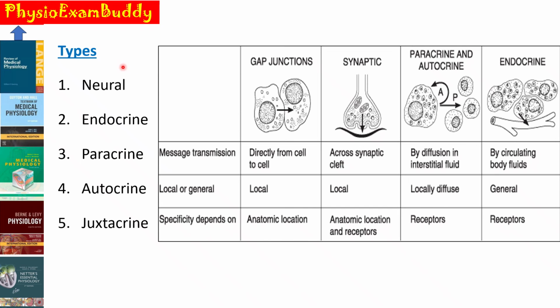And there are different types by which the cells communicate with one another. That is, these are the 5 types of intercellular communications. First is neural communication. Second is endocrine communication. Third is paracrine communication. Fourth is autocrine communication. And the fifth is juxtacrine communication. We will be seeing in detail about the different types of these intercellular communications.